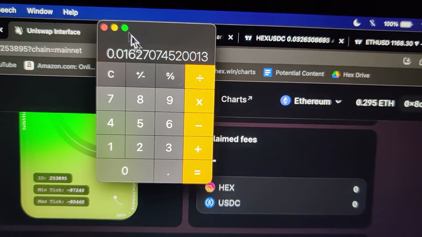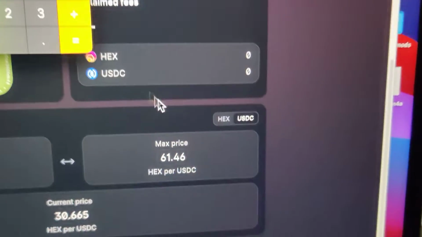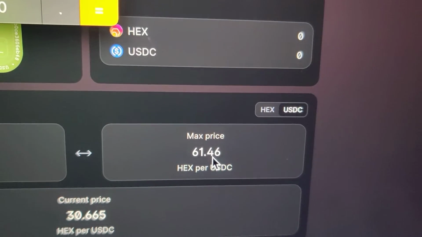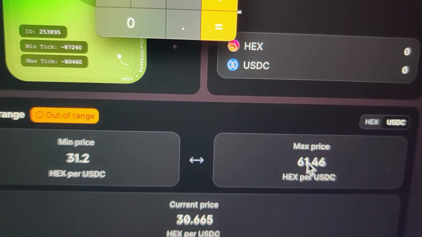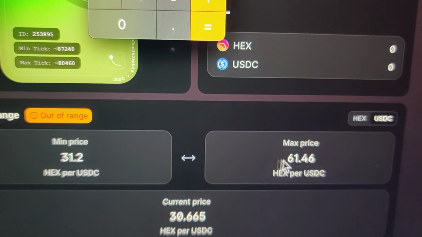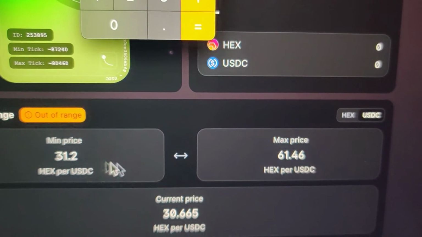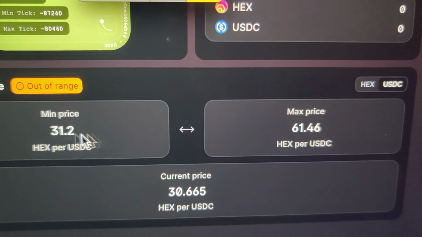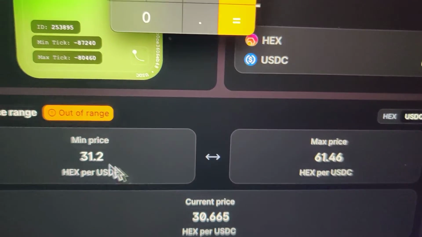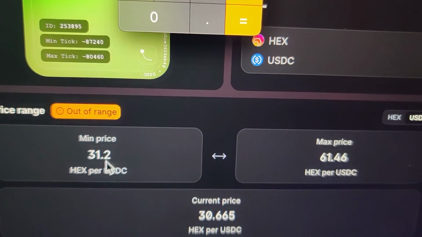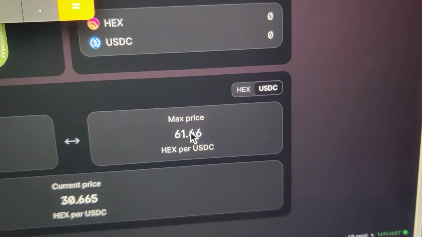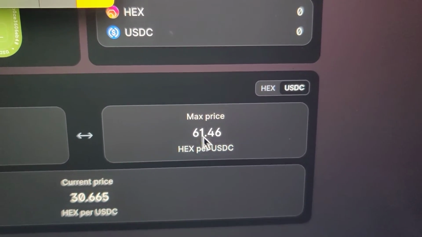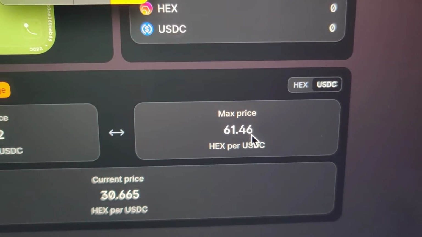But I will have stocked up on hex. The price that I bought hex at will be somewhere in this range, split evenly across this range. That's how Uniswap works. It just divides evenly. So when I start, I'll be selling $1 and getting 31 hex, and then at the end of my range, I'll sell my last dollar and I'll get 61.46 hex.